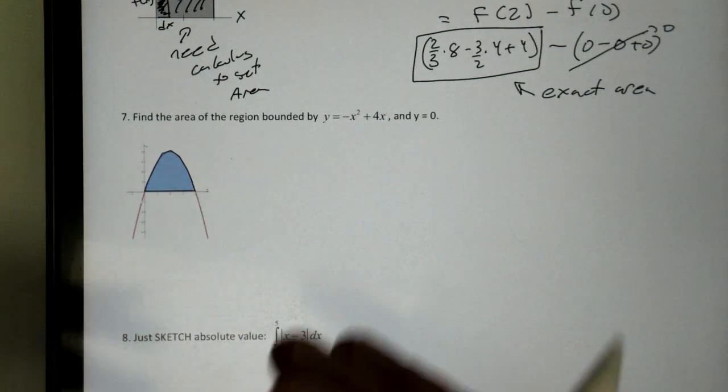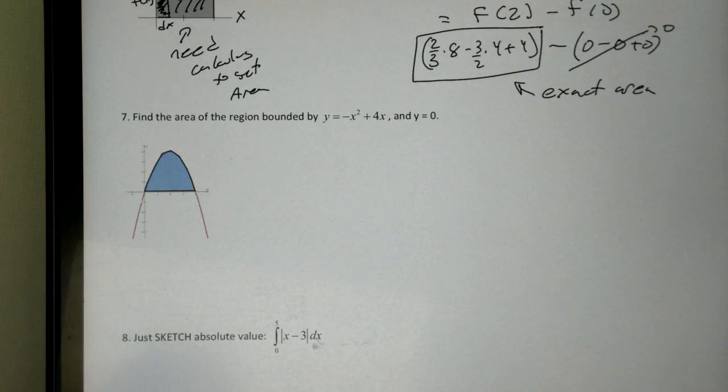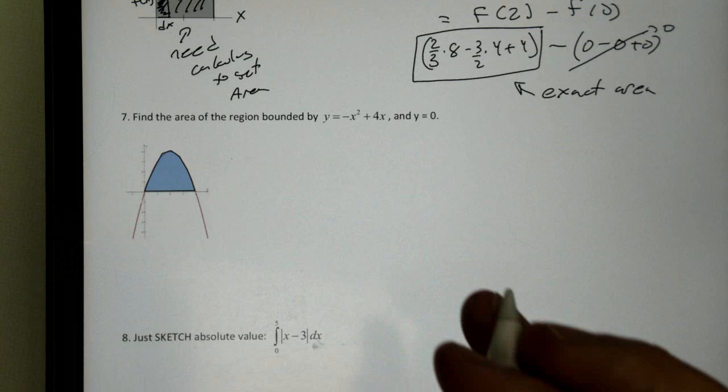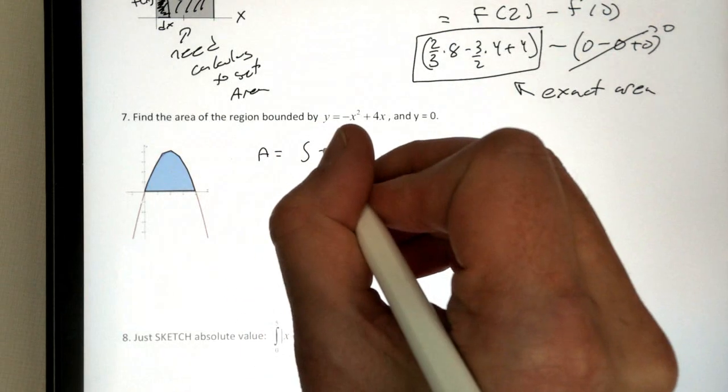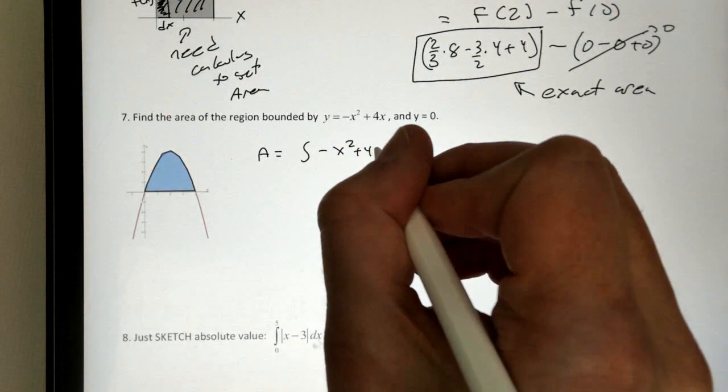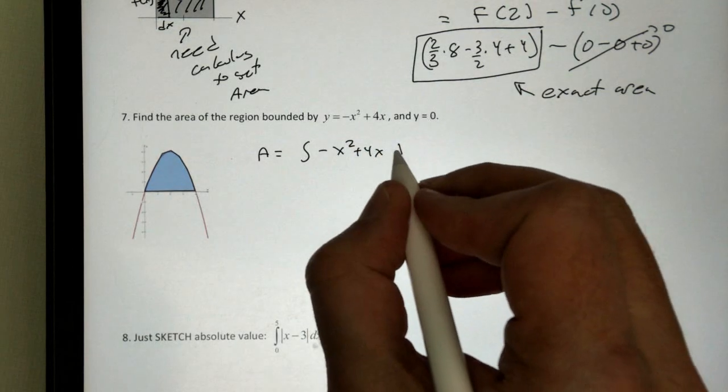All right. So you guys go and try number 7 here real quick. And I'm going to go and do it. You can pause the video, try number 7, and I'm going to do it right now. To get the area, we're going to integrate negative x squared plus 4x. They're not going to tell you dx.